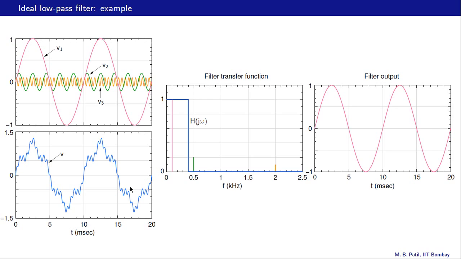So we are passing V of t through our low pass filter to start with, which has a transfer function given by this plot here, and the cutoff frequency of that filter is 0.4 kilohertz. So all frequencies up to 0.4 kilohertz will get passed and all higher frequencies will get blocked. So what happens? This component gets multiplied by 1, these get multiplied by 0, and therefore only this one survives, and therefore we see V1 of t at the output of the filter, as shown here.